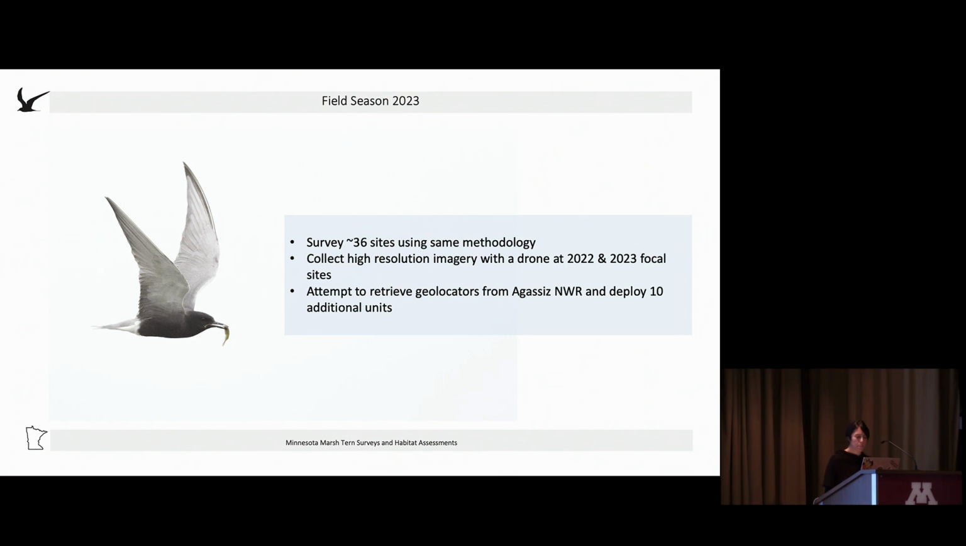So our plans for next year are to survey up to 36 new sites using the same methodology and then collect high-resolution imagery with a drone. We were unable to do that this year because the camera came 2 months after the breeding season, so we'll have double duty on that this year. And then again, going to retrieve geolocators.